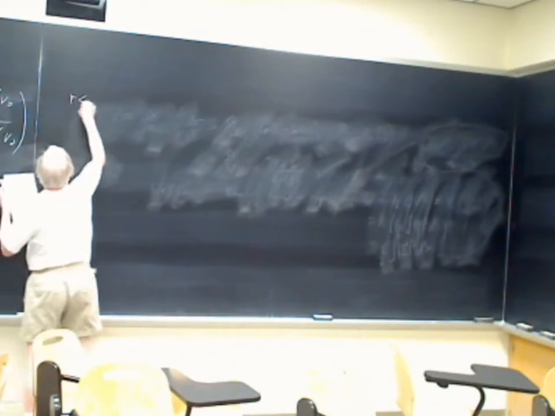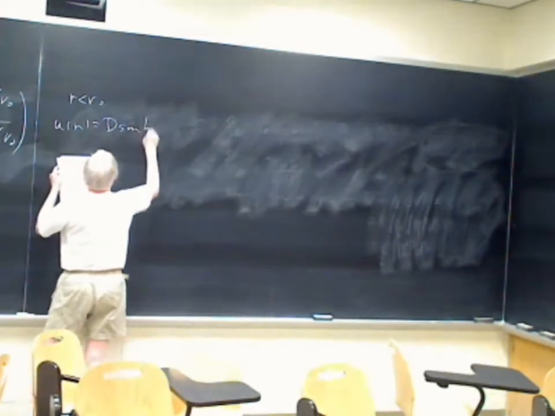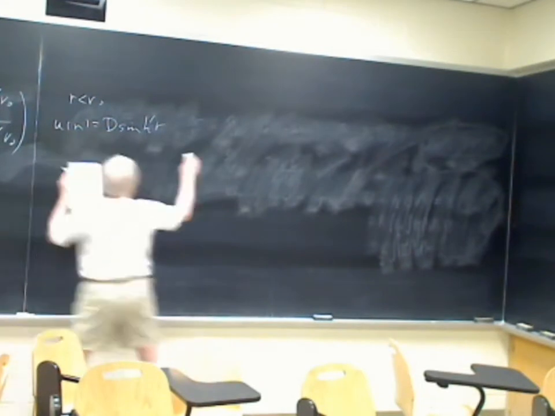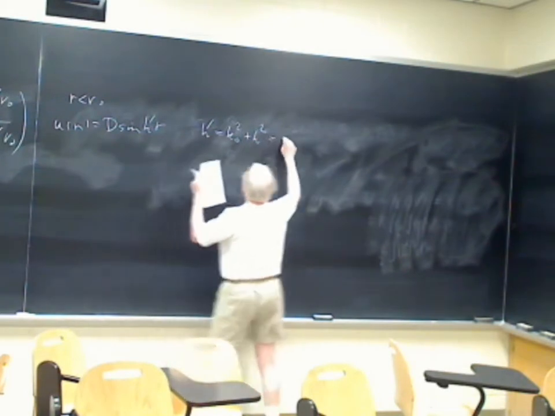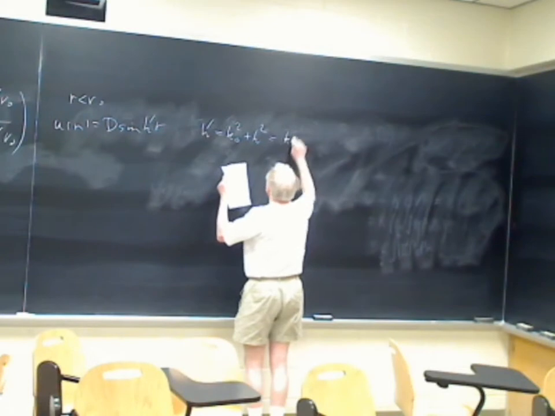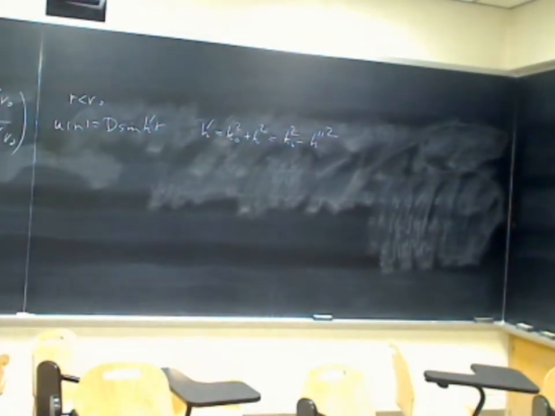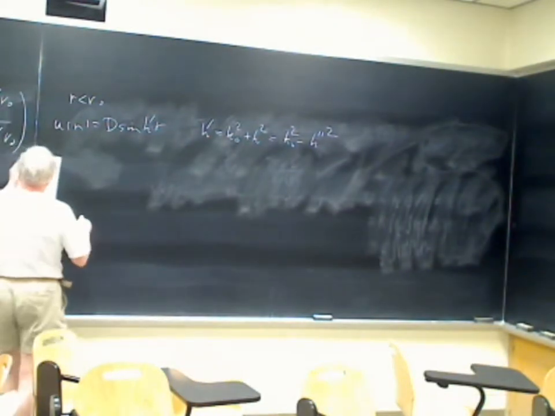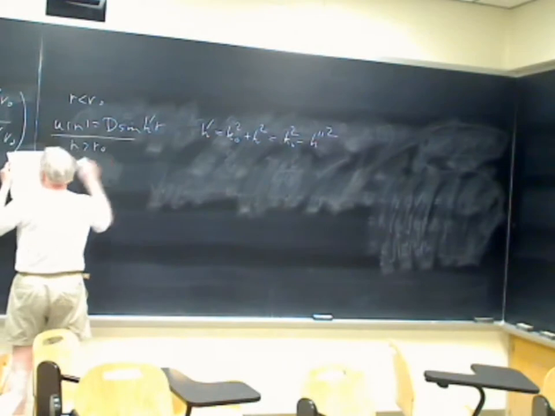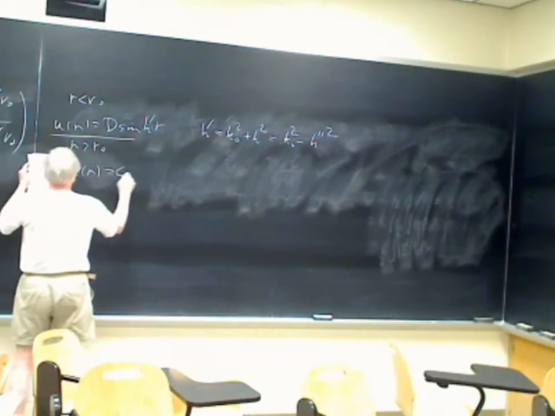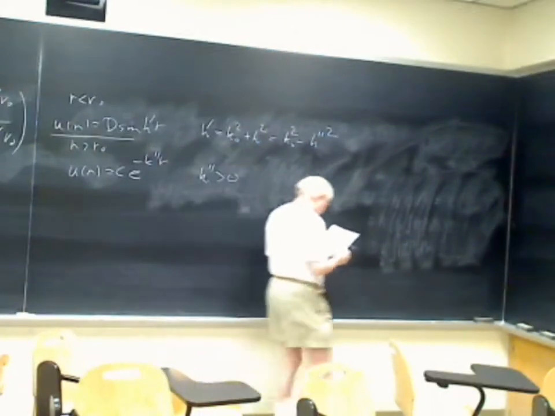Okay, so for r less than r0, u of r is going to be d sine k prime r. And now k prime is what? It's what it was before, k0 squared plus k squared. But now this is equal to k0 squared minus k double prime squared, because k is i k double prime. And now for r greater than r0, u of r is going to be c e to the minus k double prime r. Remember, k double prime is positive.